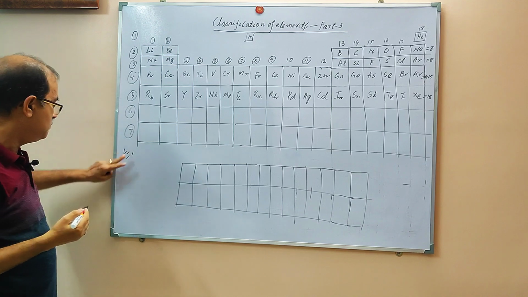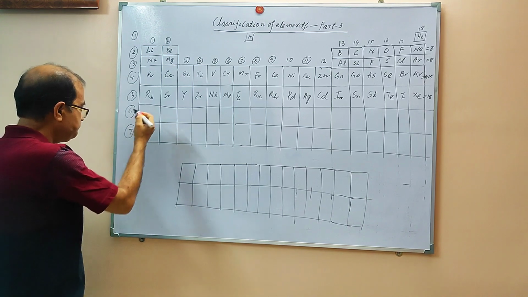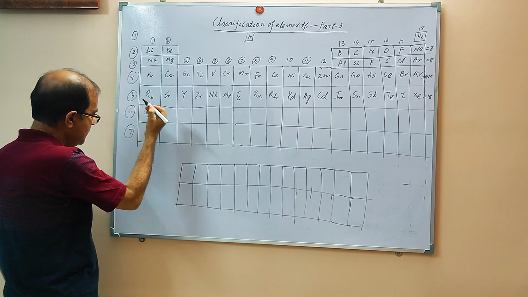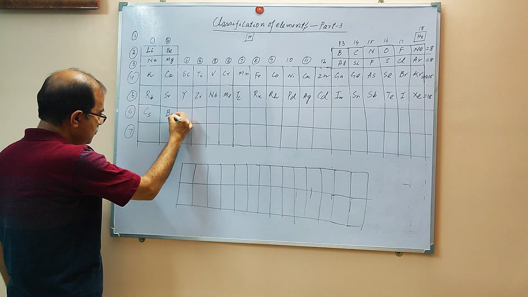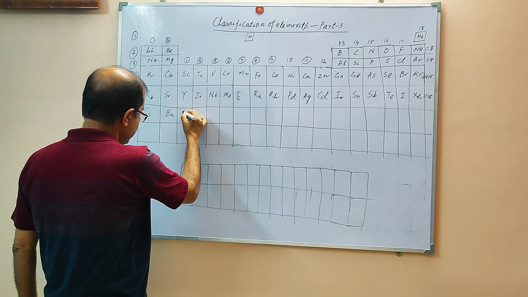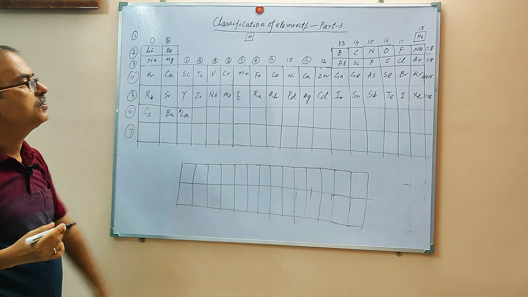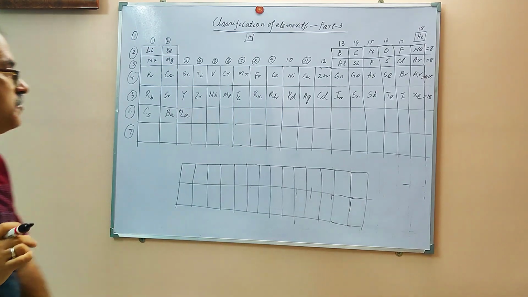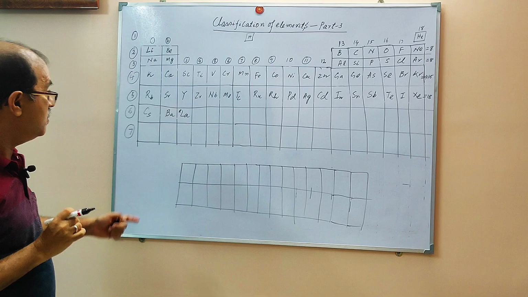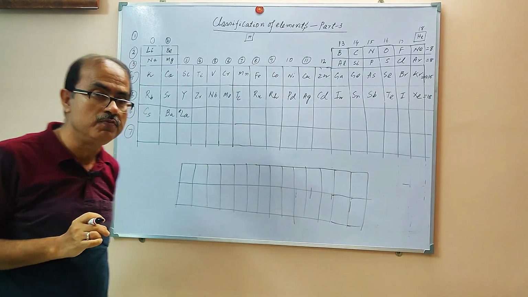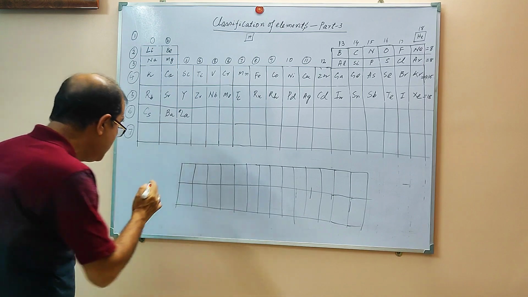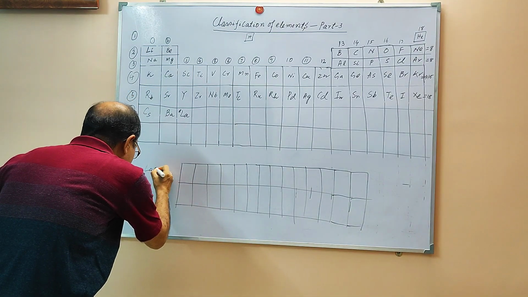In the sixth period, you can see the first element is cesium, Cs. Then the second element is barium. Then the third element is lanthanum. In this period, you will find there are a total of 32 elements. Here 18 elements will be put, and the remaining 14 elements will be put at the bottom of the table, and this is called the lanthanoid.